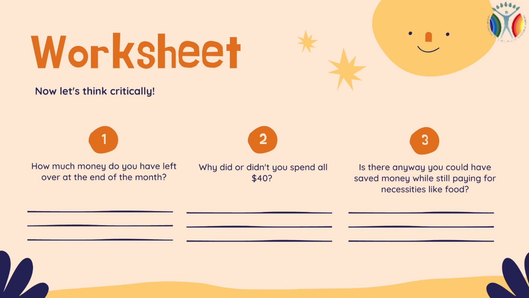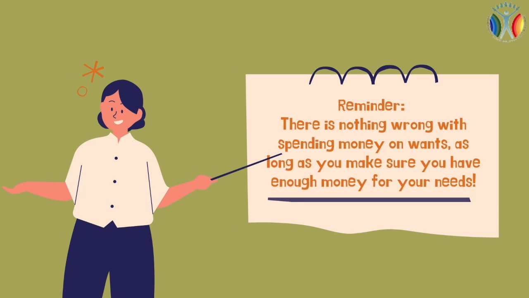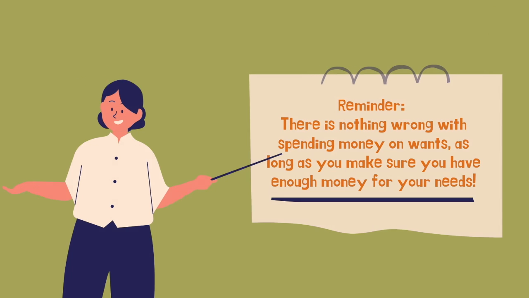Once you've sorted through your needs and wants, it's important to think critically and ask yourself these 3 questions. How much money do you have left over at the end of the month? Why did or didn't you spend all $40? Is there any way you could have saved money while still paying for necessities like food? A friendly reminder that there is nothing wrong with spending money on wants, as long as you make sure you have enough money for your needs.